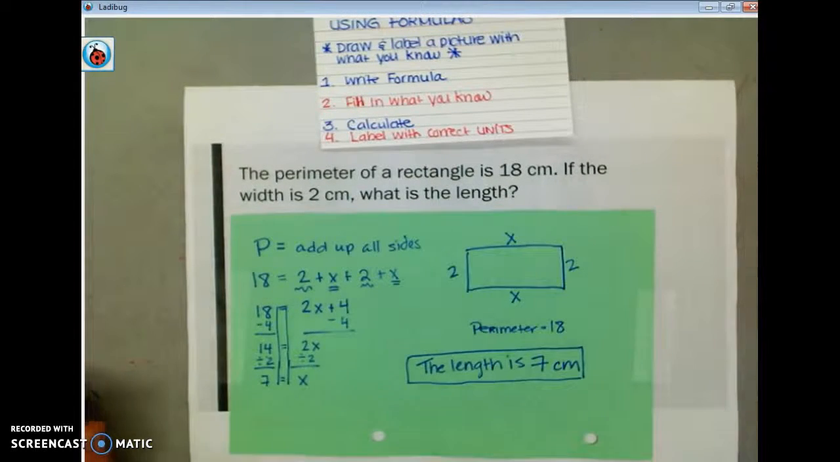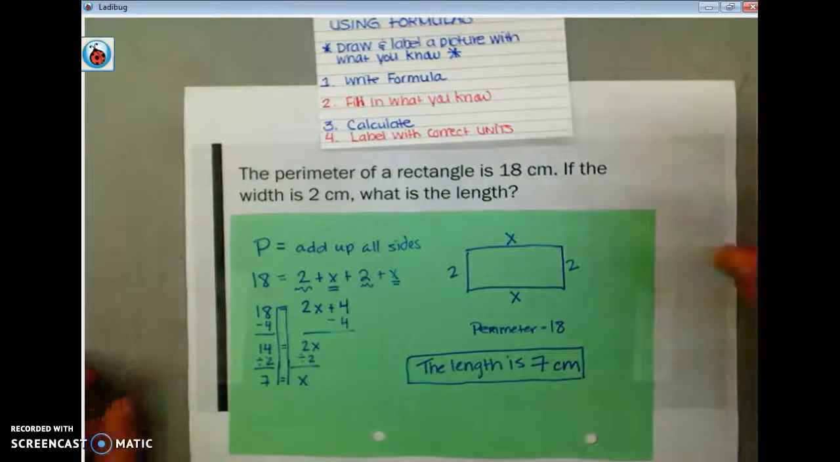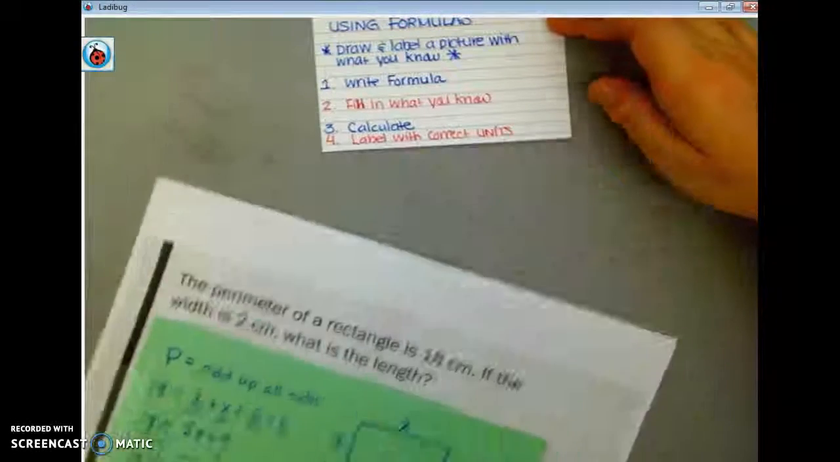So there's that example. Then let's take a look at the next slide.